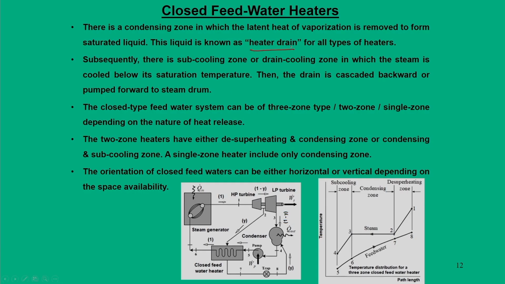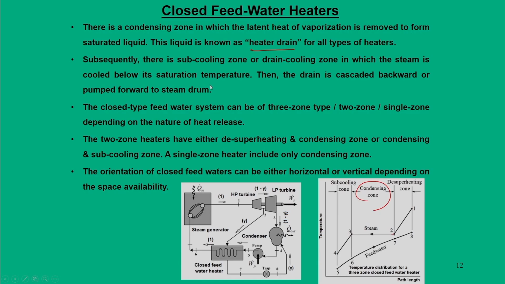Then there is a term that is used: heater drain. So, the condensing zone, which is somewhere here between 2 to 3 for the steam, is the point where the steam releases the latent heat of vaporization. So, this liquid which is formed is called heater drain for all types of feed water heaters. Similarly, there is a subcooling zone, or drain cooling zone, in which steam is cooled below the saturation temperature.